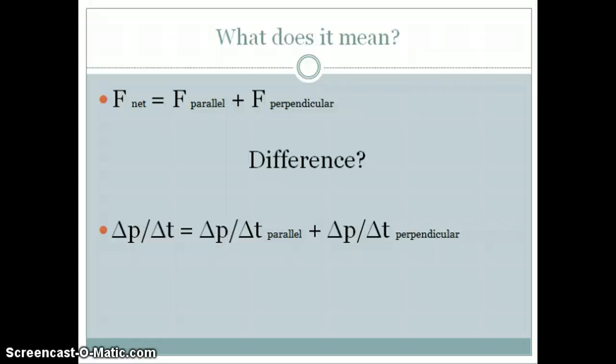This is because the net force is all the forces acting on the system together, while dp dt is only the change in momentum throughout the time that the system is running.